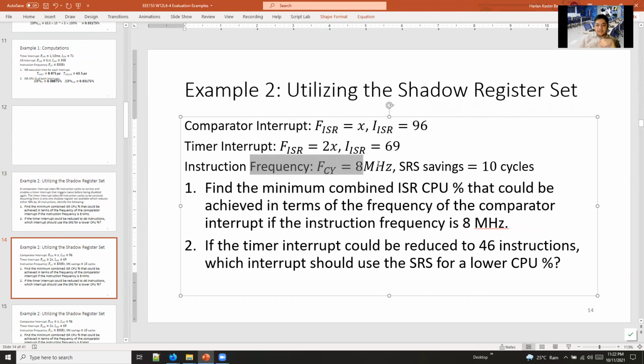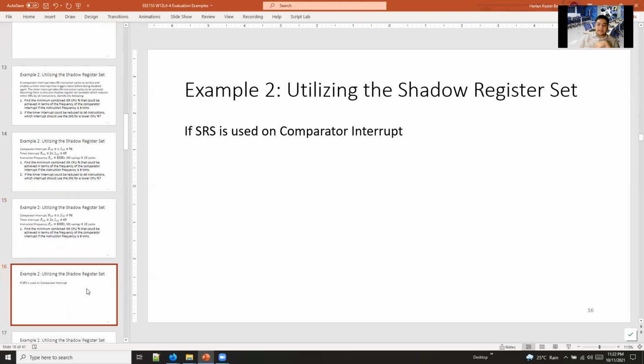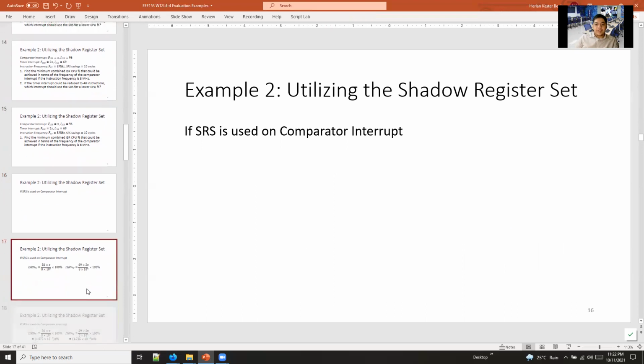Then, assuming an instruction frequency na 8 megahertz, this is the first question. And then yung savings natin, yung reduction in cycles pag gumamit tayo ng SRS is 10 cycles. So, focus tayo sa first question. So, basically, kailangan na natin ma-compute yung ISR CPU percentage if gamitin natin SRS sa comparator or gamitin natin SRS sa timer. So let's first consider the case na comparator yung gagamitan natin ng SRS.